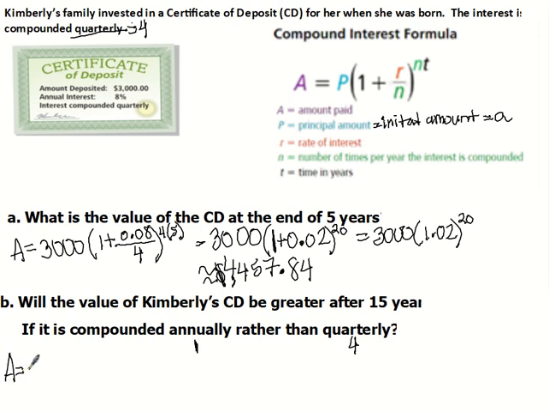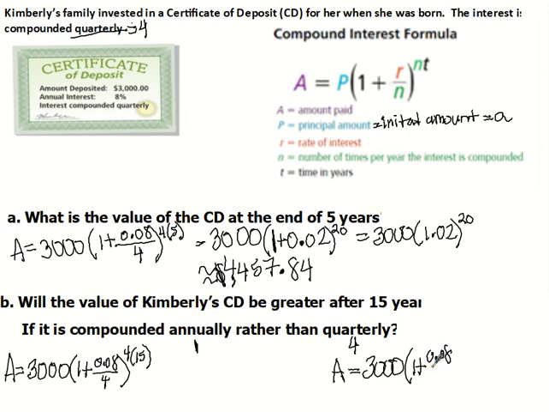A equals 3,000 times (1 plus 0.08 over 4), that's my quarterly one, and then 4 times 15, that's my time. And then for my annual one, I'm going to put over here, A equals 3,000 times (1 plus 0.08 over 1), and then 1 times 15.